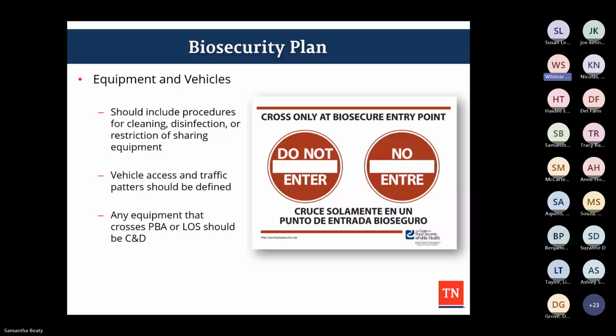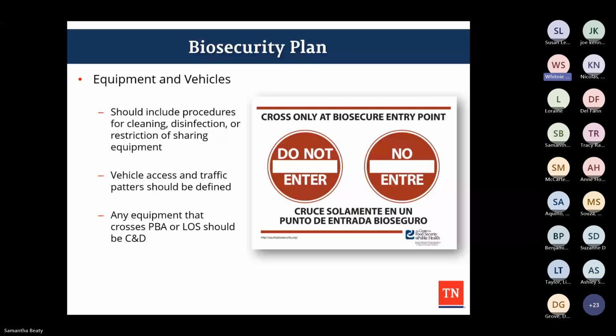Okay, so equipment and vehicles, again, thinking about people and movement of things on and off of a farm as probably the biggest risks to disease introduction or spread. This is a really important point to know how are you going to monitor these, and what are you doing to prevent any risks that those might be bringing to your farm? So your biosecurity plan should include procedures for how you would clean and disinfect equipment and vehicles, or it may just say that you restrict sharing of equipment.